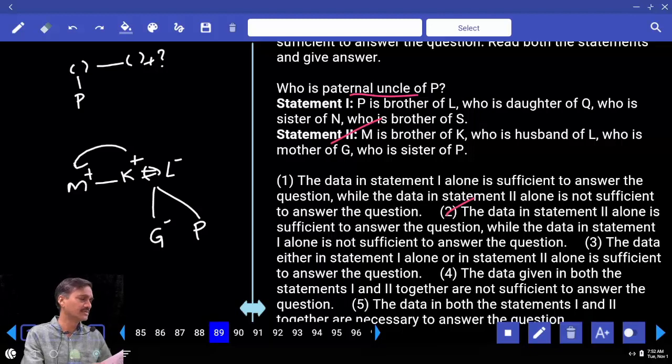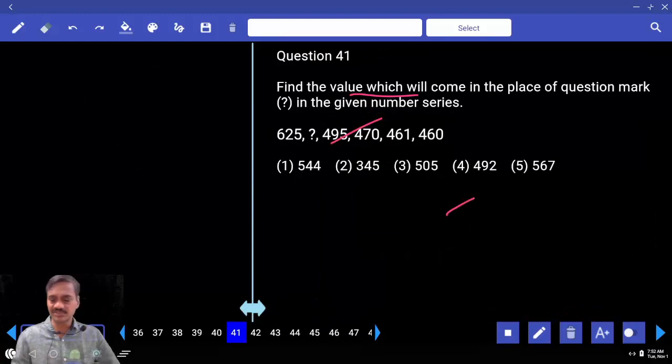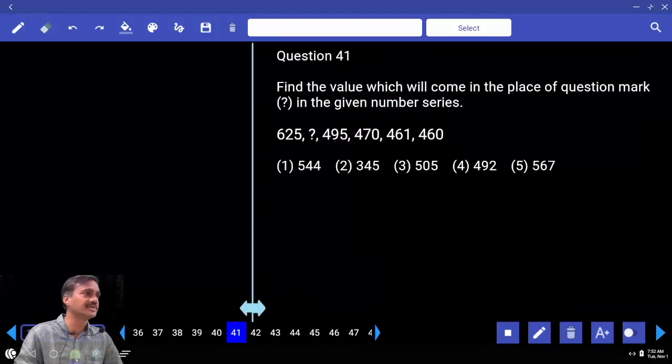41. Now in this question number 41, 625, 495, 470 and so on. Then question number 41 onwards. Now the numbers are in decreasing order. Whenever the numbers are in decreasing order, we need to go in the reverse order.